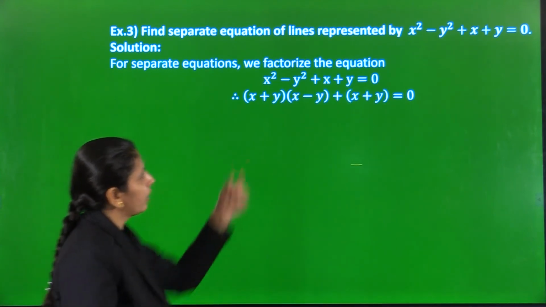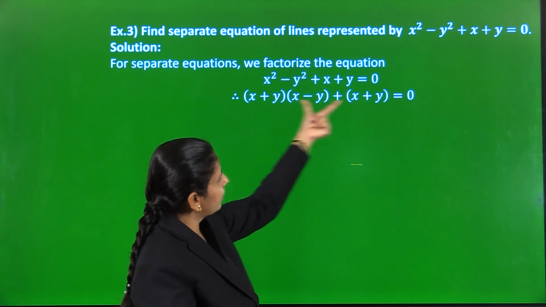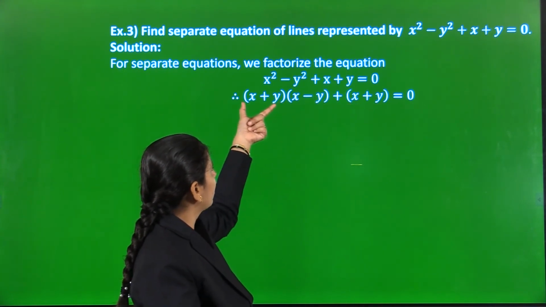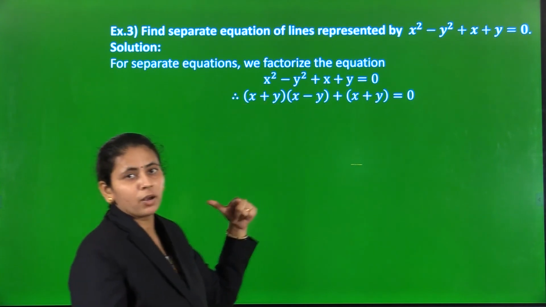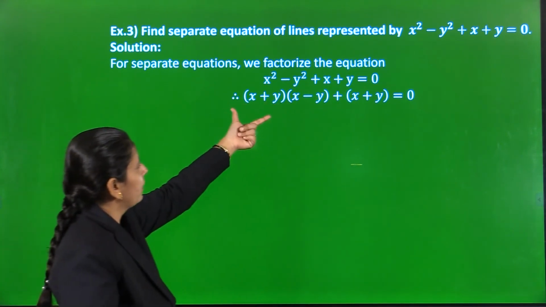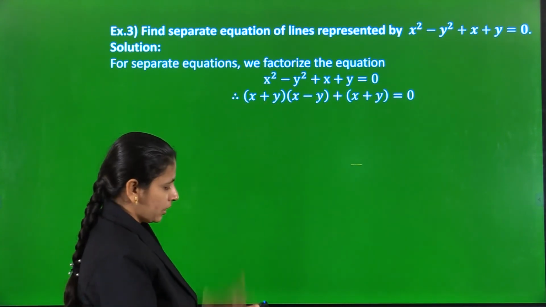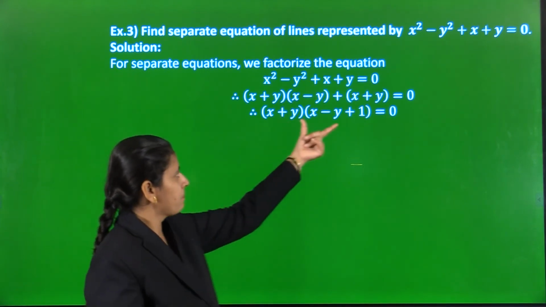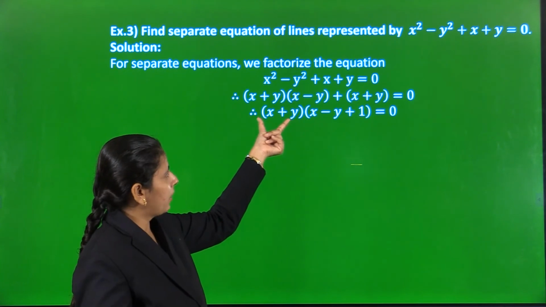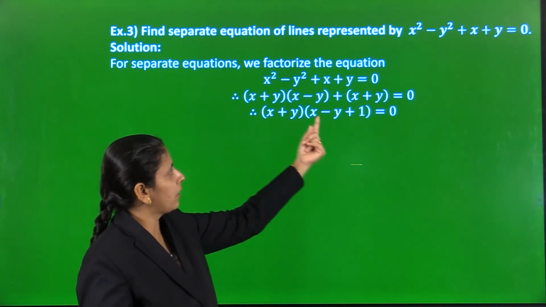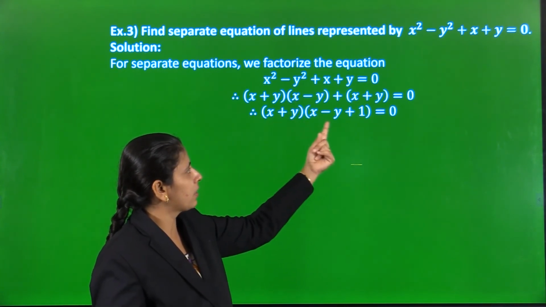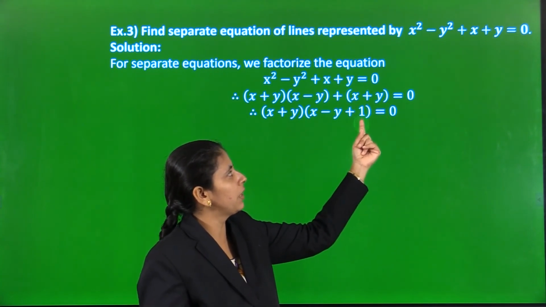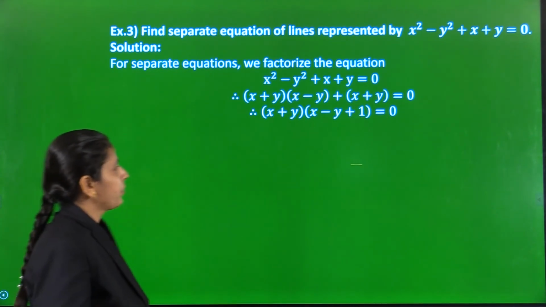Now here we have got two terms. This is the first term and this is the second term. Among these two terms we can take x plus y common out. So take this x plus y common out, and inside the bracket x minus y plus 1 remains. After taking x plus y common out, inside the bracket we have x minus y and plus x plus y into 1, so plus 1, is equal to 0.